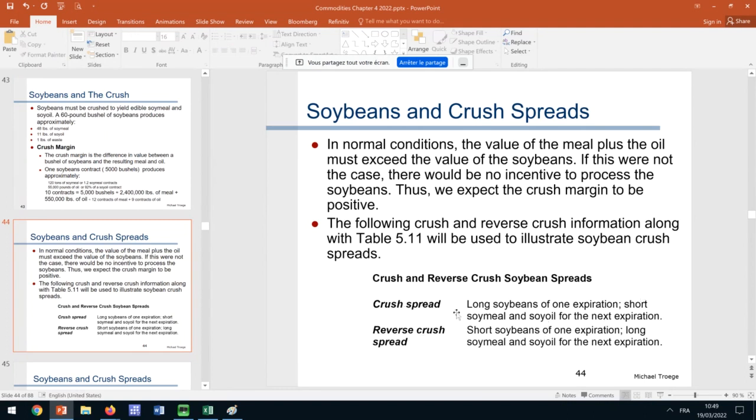The crush spread should correspond to the gross profit of the soy meal producer. It should cover his costs. And the reverse crush spread is the position you will enter if you think that the crush spread is too small. That's short soybeans, short input and long output.